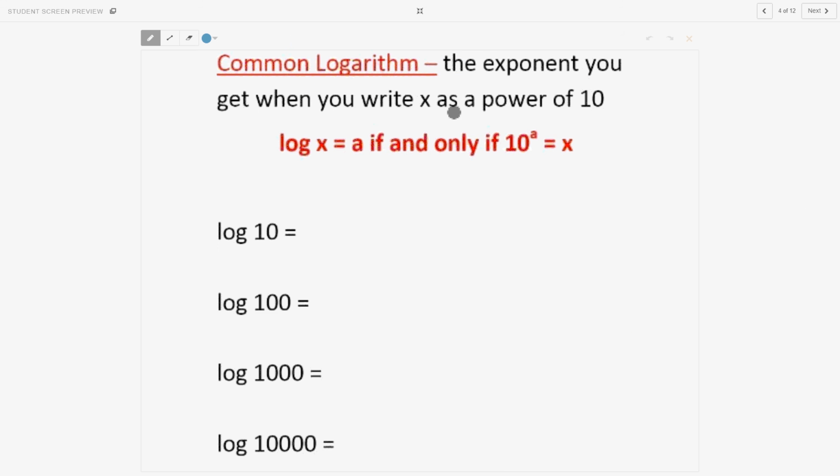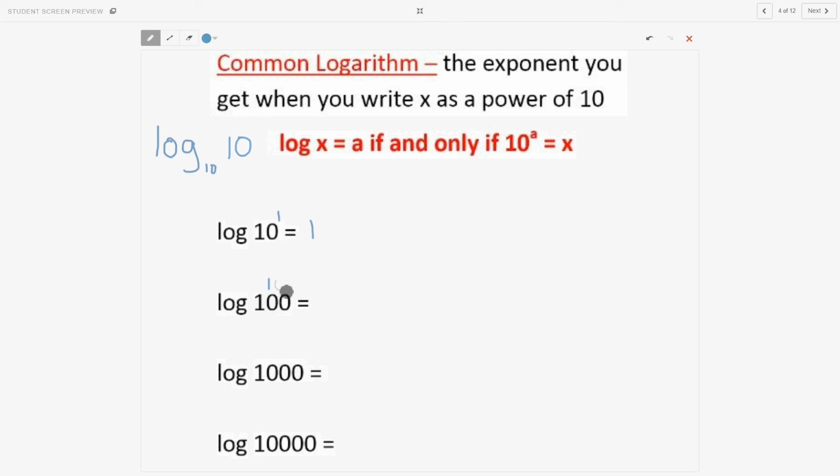Alright, common log. Common log has a base of 10. And we don't write that base. If you don't see anything written, it's understood to be a common log. And the base is 10, and what they're trying to get you to realize here is the base of the log and the base of the exponent cancel each other out. So that exponent is 1, so log base 10 of 10 is 1.